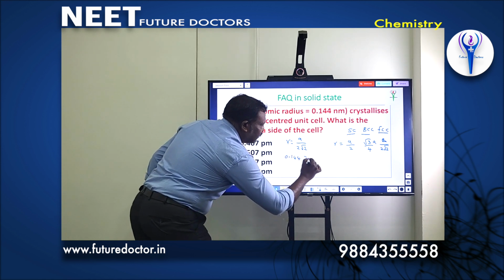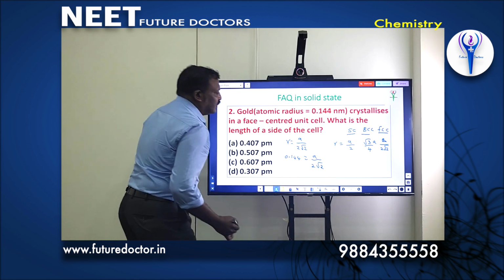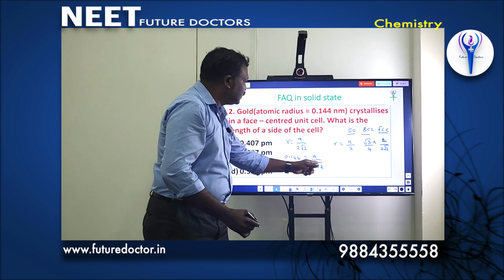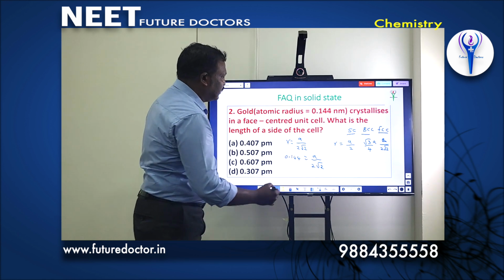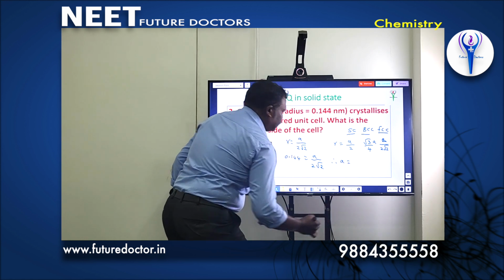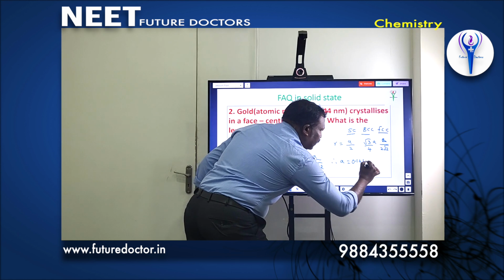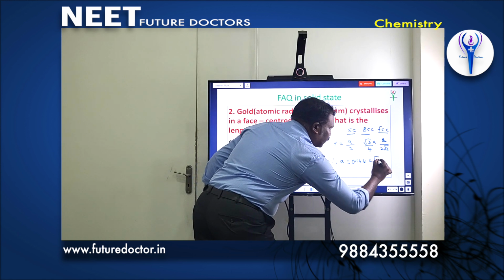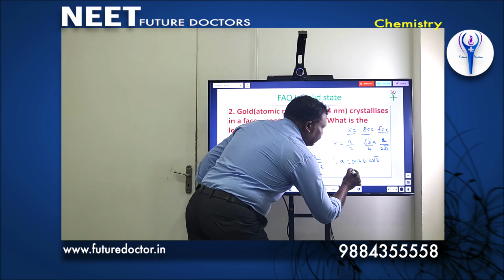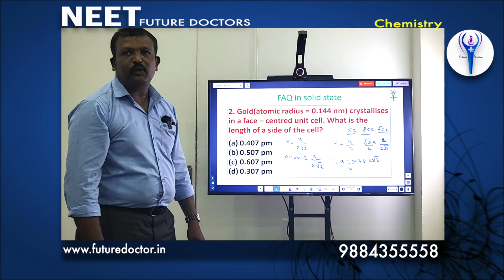0.144 divided by 2 root 2 is A. Here, when you multiply these two, we get the answer. Understood? So I simply write here, A is equal to 0.144 by 2 root 2. If you multiply all these, we get an answer. The answer will be 0.407 picometer.